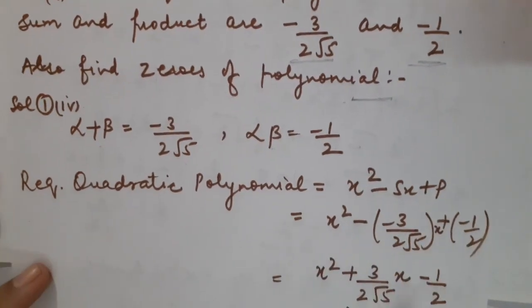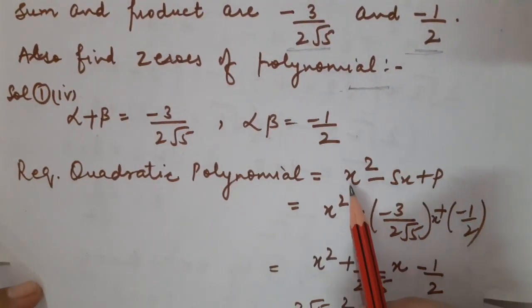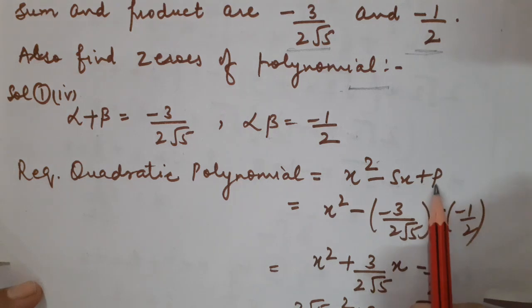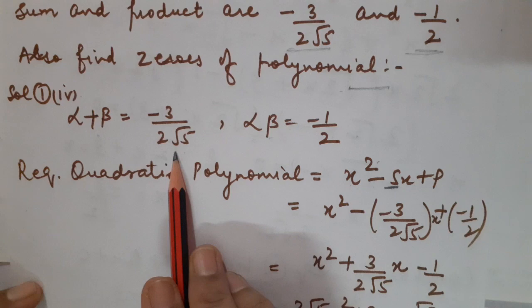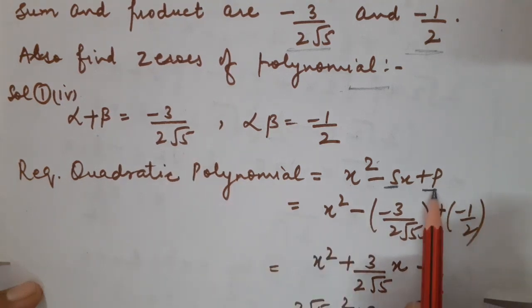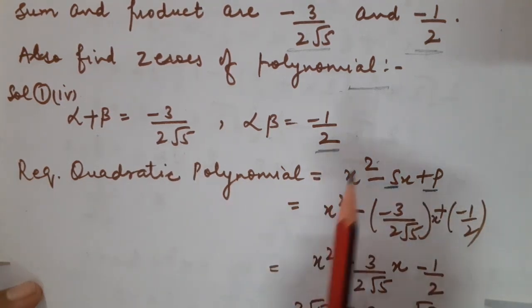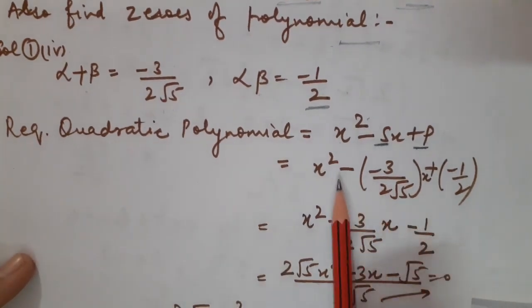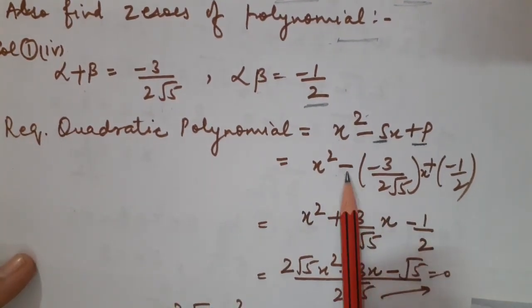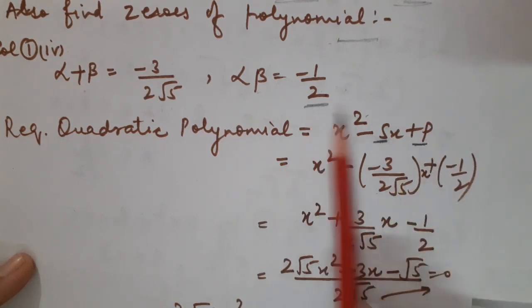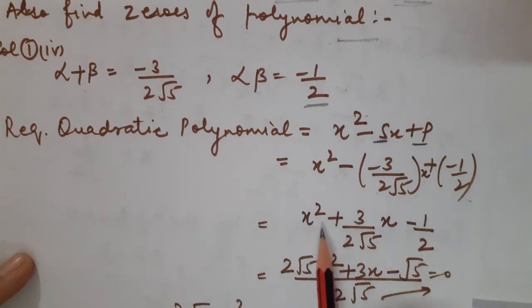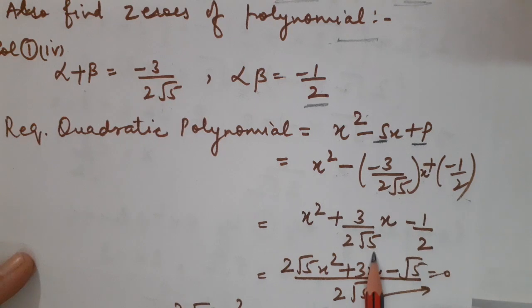Children, you know very well how to form a quadratic polynomial. That is x square minus sx plus p. What is this s? Sum of the zeros. Look, this is given. What is this p? Product of the zeros. This is also given. So I am just going to insert these values over here. X square minus, sum is minus 3 upon 2 root 5 into x plus product is minus 1 by 2. So this is x square minus into minus will become plus 3 upon 2 root 5 into x minus half.